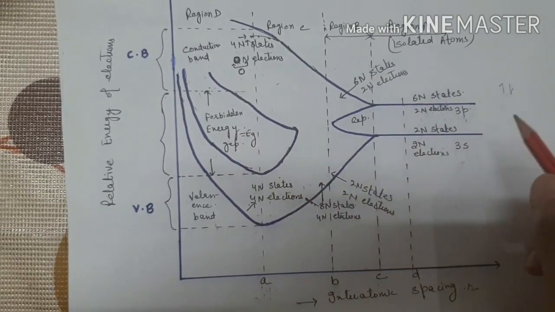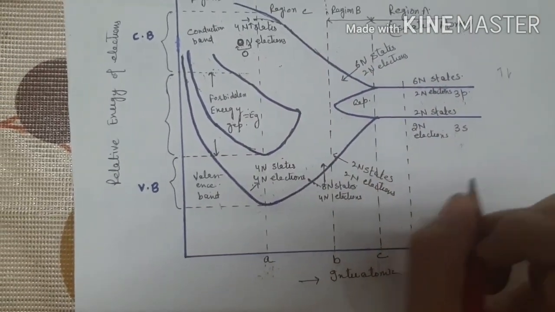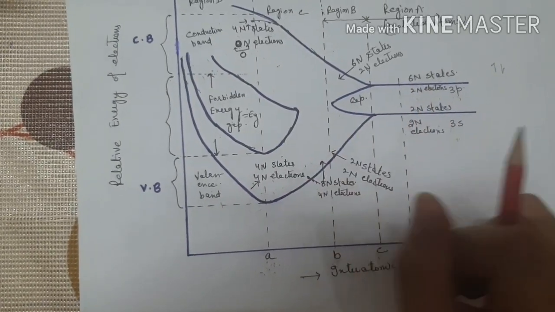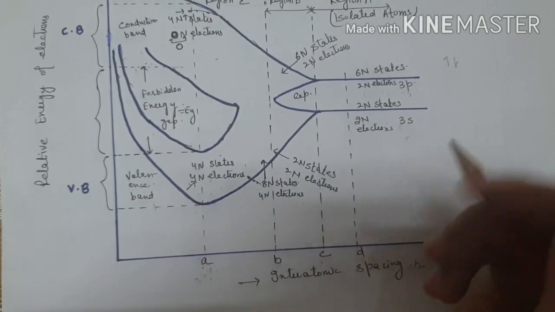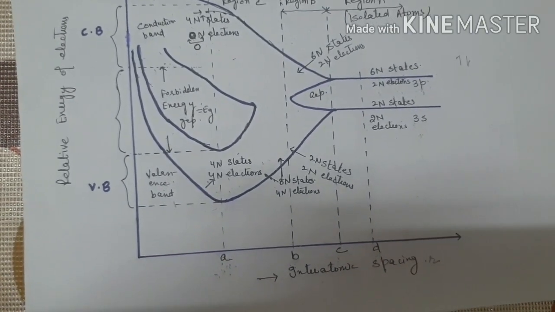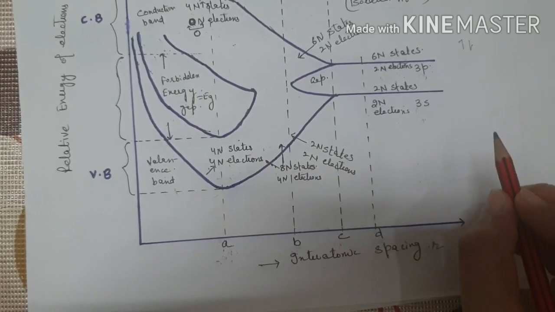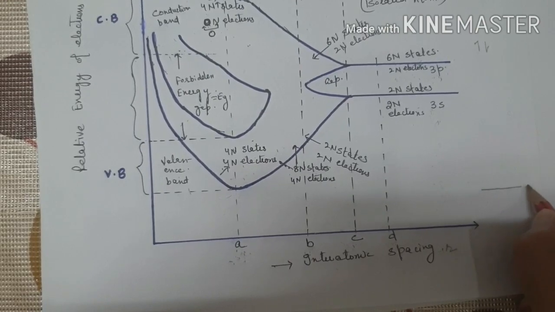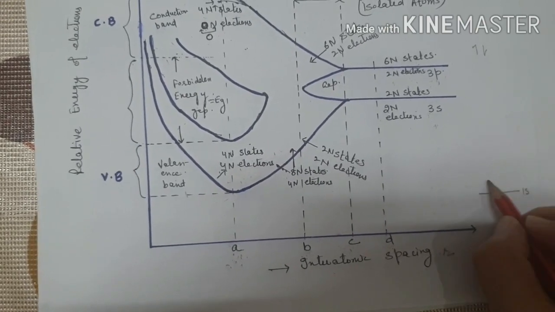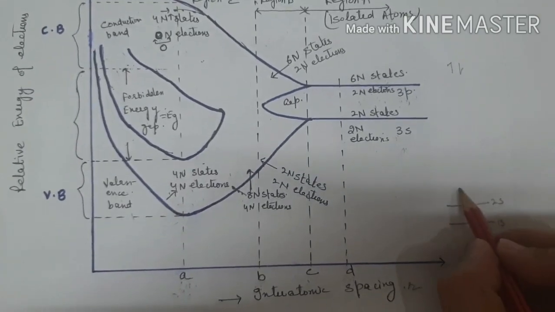Clear? Now this diagram can also be explained in a simple way. For example, this is the case of silicon, and we can also take other examples. For example, we take a sodium crystal, sodium atoms in a solid. There are a number of sodium atoms. The sodium atom has atomic number 11, so the configuration is 1s2. This is 1s, then 2s, then 2p.